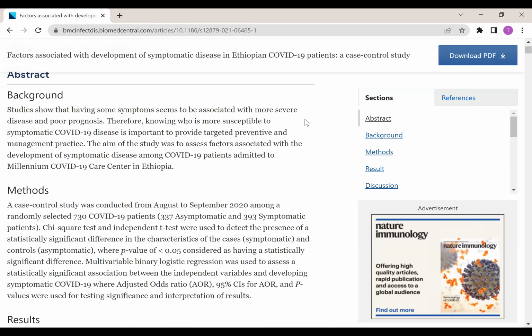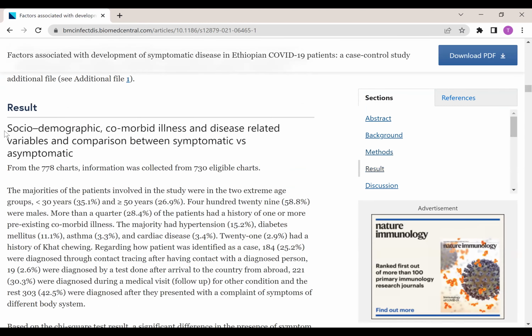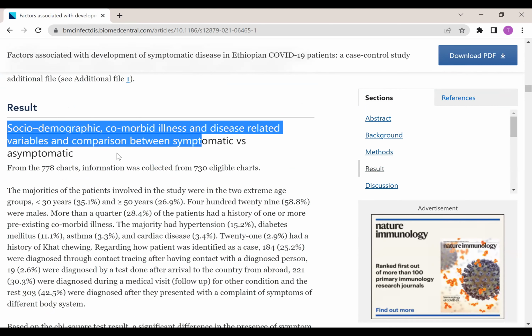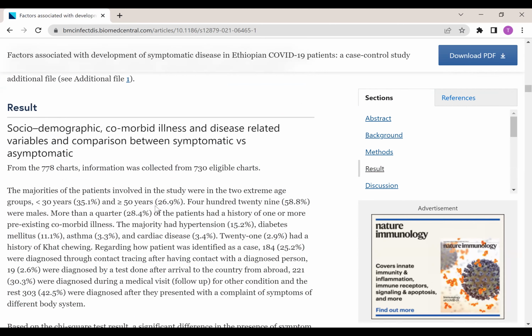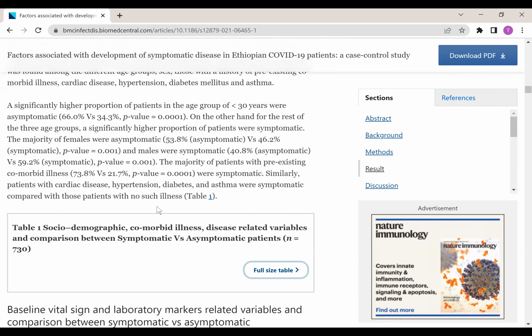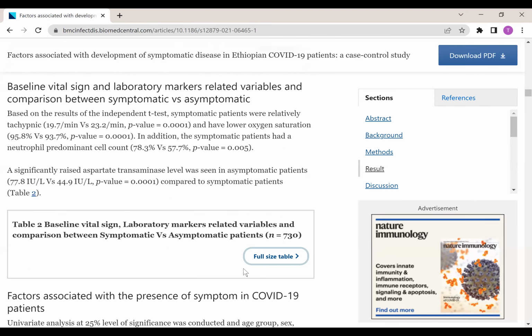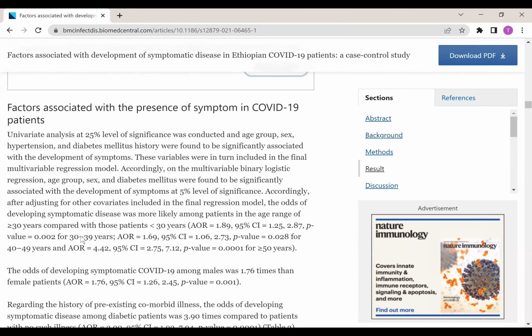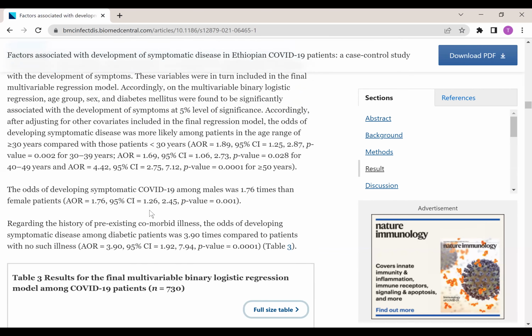So last time we have seen that after describing our data based on their socio-demographic, comorbid illness, and disease-related variables, this research compared the symptomatic and asymptomatic groups, that's the cases and controls, in order to identify the presence of significant difference or similarity between the groups. So in today's session, we're going to see the final analysis, which is factors associated with the presence or development of symptoms in COVID-19 patients. So this is the analysis table.